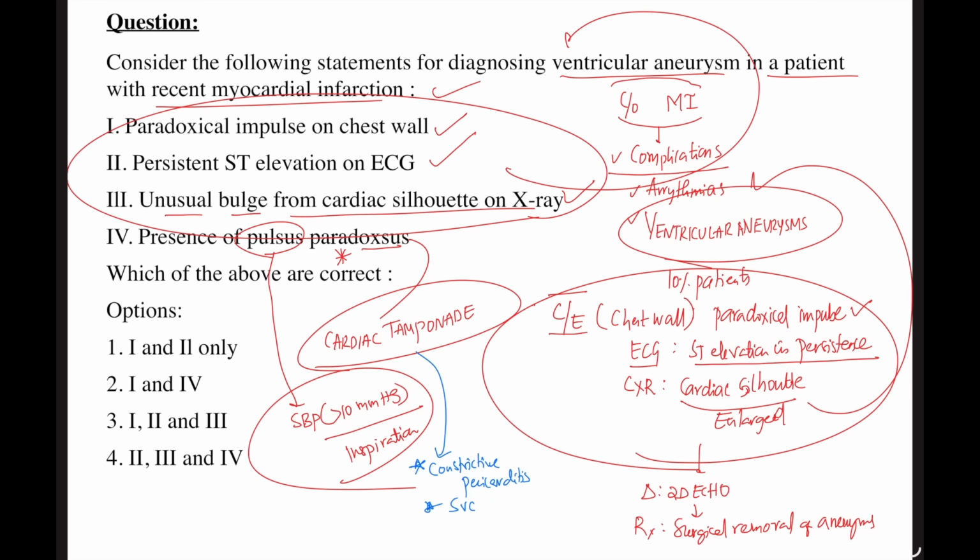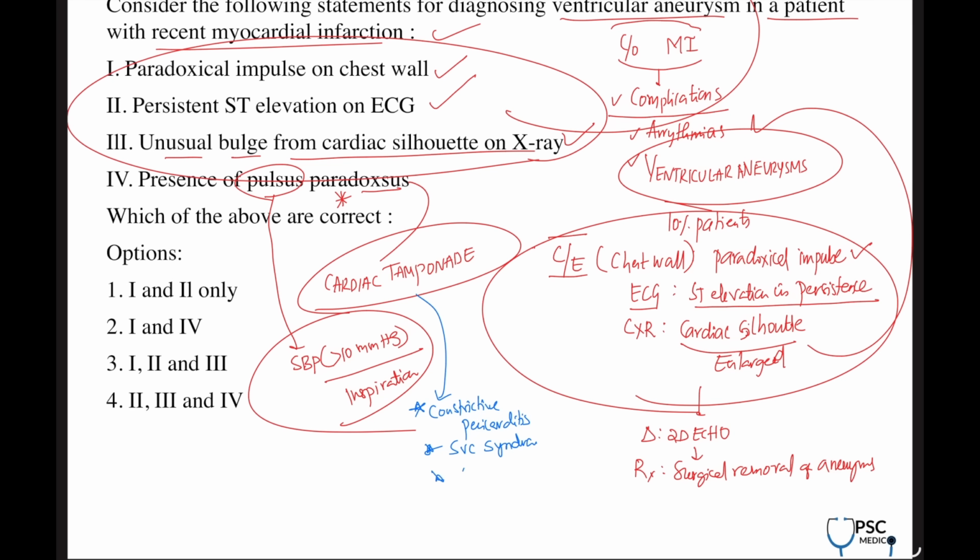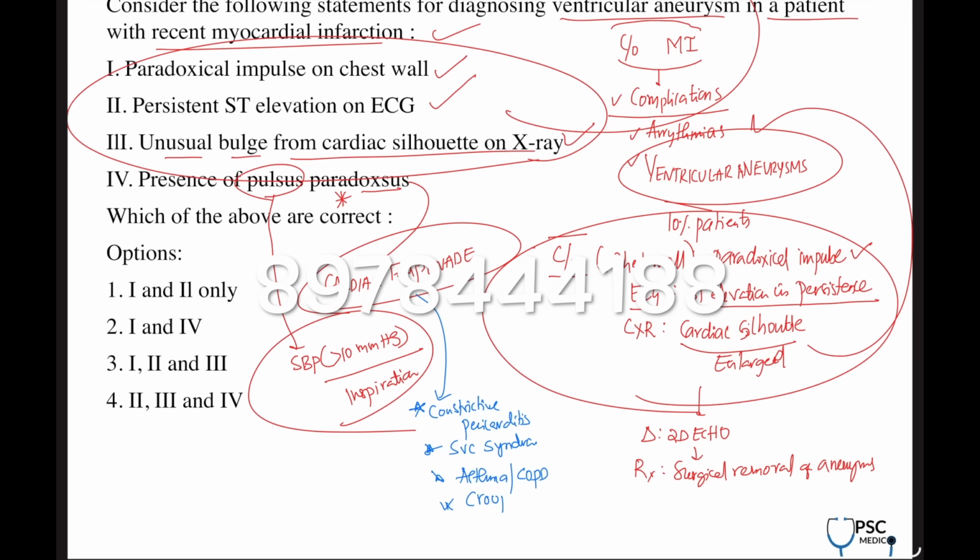It can be seen in SVC syndrome, that is superior vena cava syndrome. It is also seen in severe respiratory obstruction like asthma and COPD, very severe obstructive airway disease. Obstruction can also be because of croup. It is also seen in croup conditions, and very importantly, it can also be seen in tension pneumothorax. So these are the conditions where you see pulsus paradoxus.